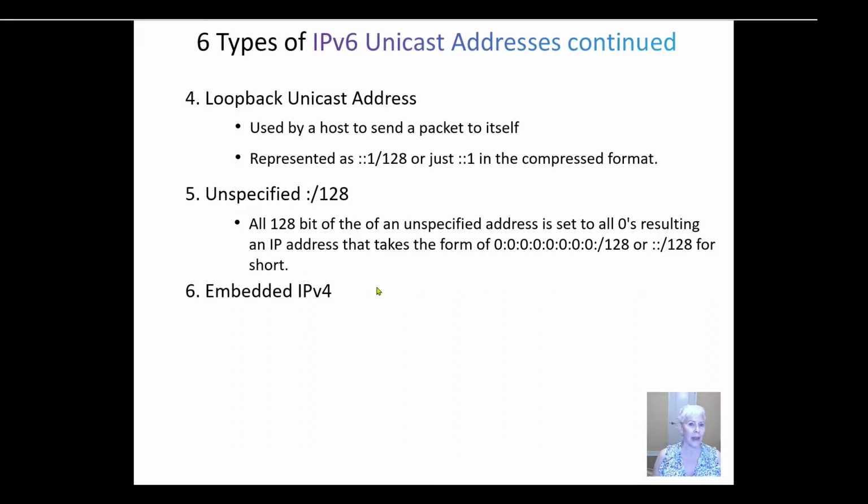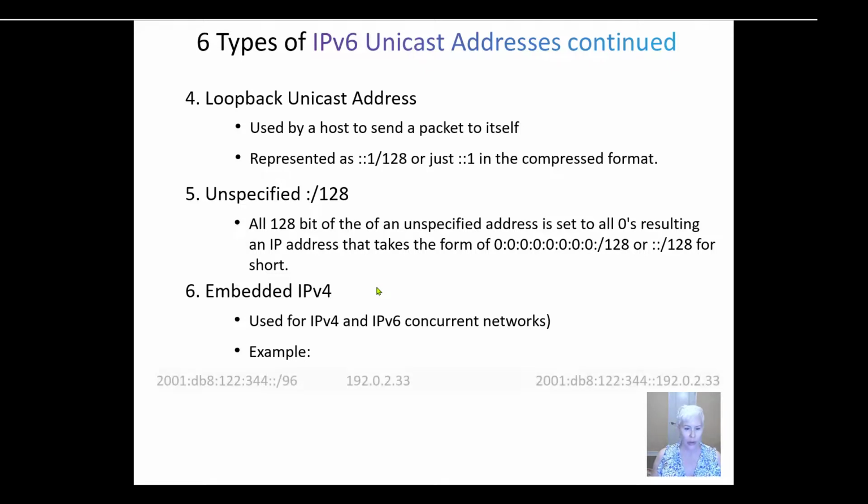Lastly, an embedded IPv4 address. This is used if I'm trying to run an IPv4 and IPv6 network together. There is a time when I would have to take the packet and embed an IPv4 address inside of the packet so that the data can move through the OSI model, so that the data can go from the source to the destination. Here's an example of what this might look like.